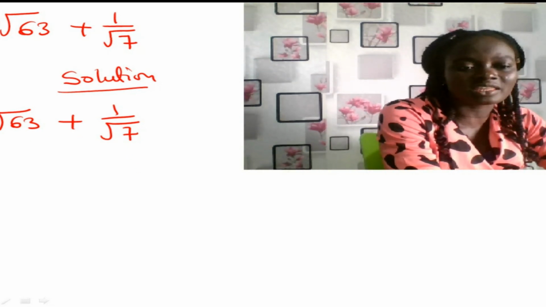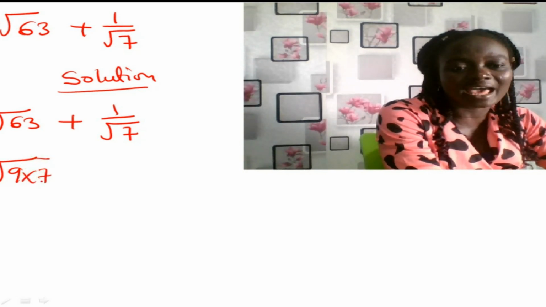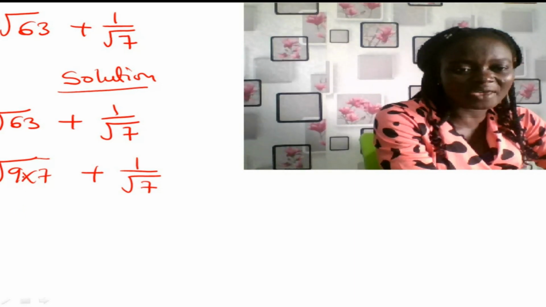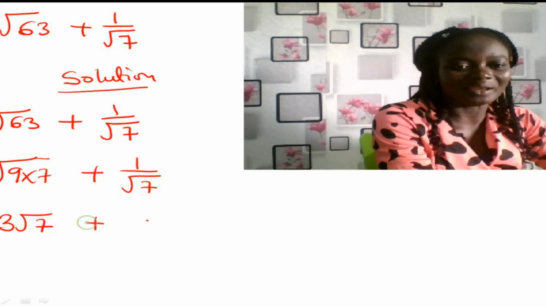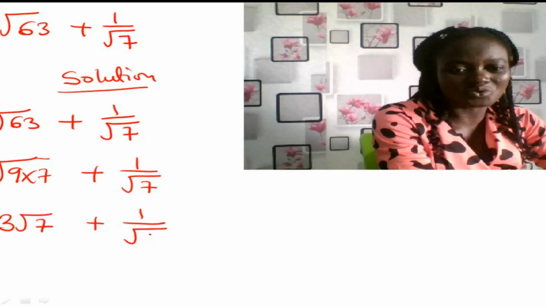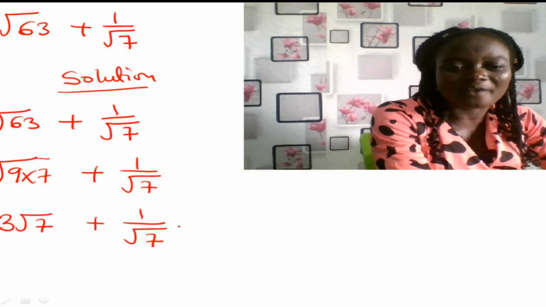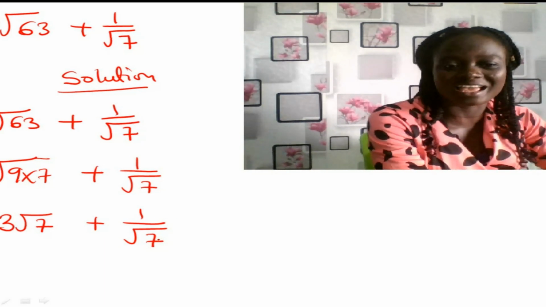This root 63 can be simplified to be 9 times 7. So root 9 times 7 plus 1 over root 7. So further simplifying this will give us 3 root 7 plus 1 over root 7. This is where we have the fractional set. So this is where we are going to rationalize.